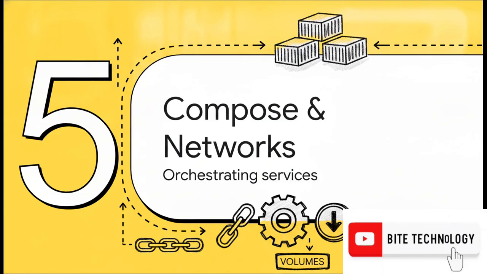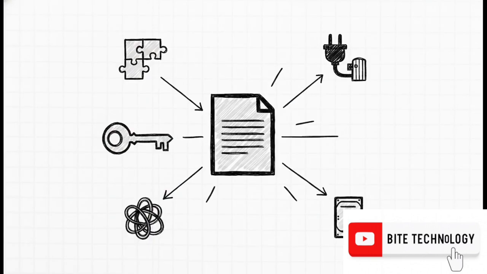Which brings us to Section 5, Compose, Networks and Volumes. We're orchestrating the final boss here. So, instead of manually typing docker run over and over for every single piece of your tech stack, Docker gives us this amazing tool called Docker Compose. You just create one single docker-compose.yaml file. Inside it, you elegantly define all your services, like your Java app and your Postgres database.